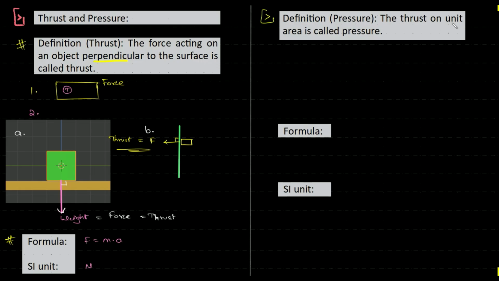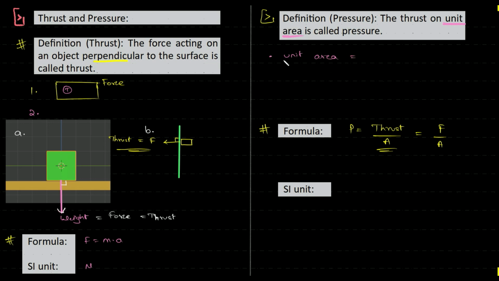Thrust on unit area is called pressure. So in terms of formula, pressure is force by area. To be specific, it is thrust by area. That is, in general, everyone writes this as force by area itself. So you guys see this formula, not this formula, but yeah, as per the definition, this is the formula. So what is this unit area? We need to understand each of these words, to understand exactly what we are talking about. Unit area. Let's understand unit area.